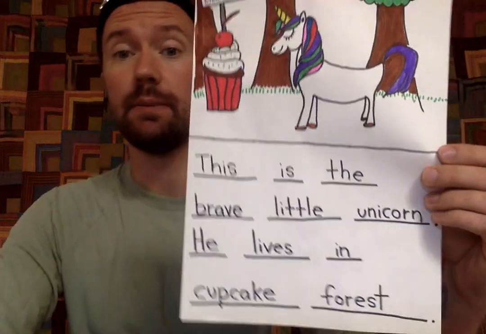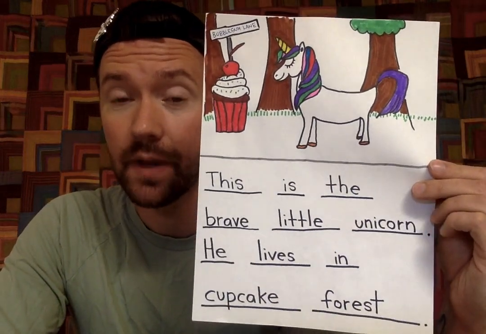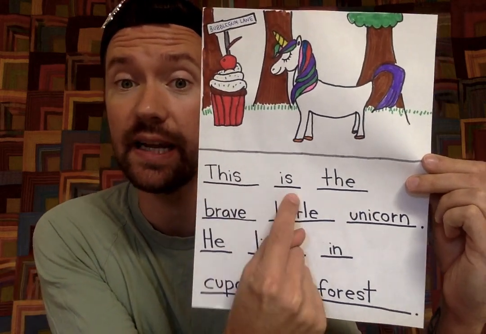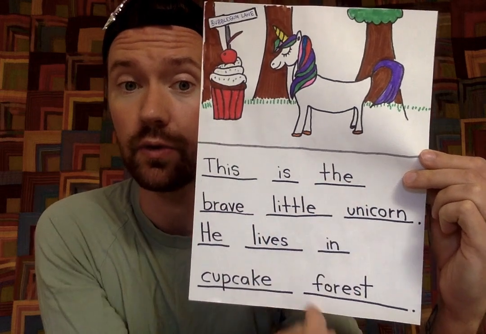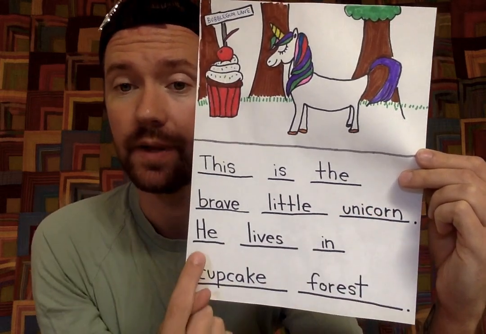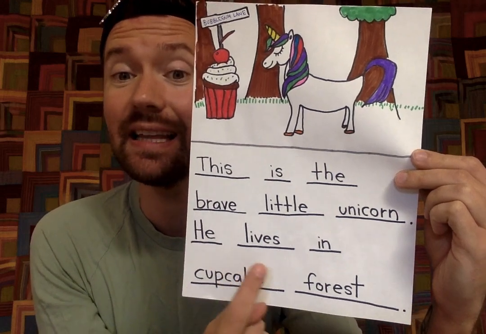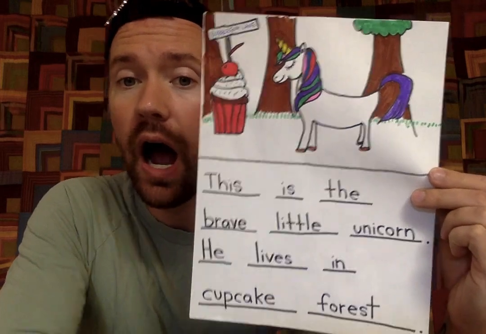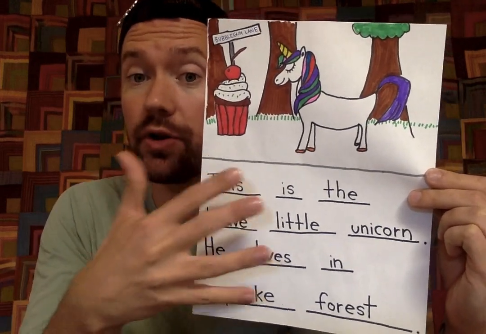So I already did my page, and my page 1, where I'm telling about my somebody, looks like this. My words are here. You can read them with me. Ready, set, read. This is the brave little unicorn. Added a period there so I know my reader knows that I'm in the green, low energy. Ready, set, read. He lives in Cupcake Forest. And again, another period.